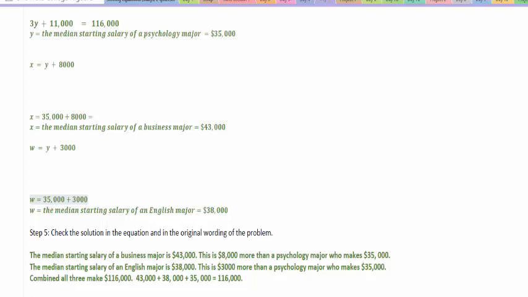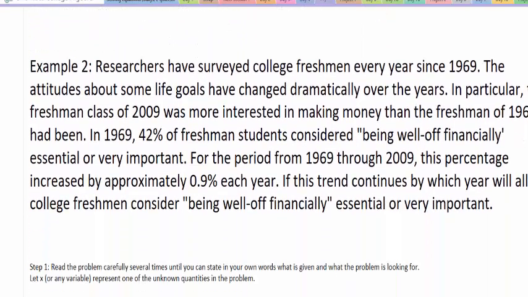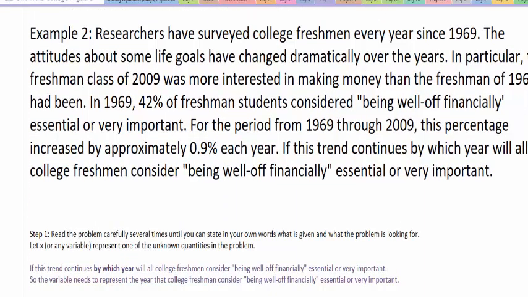And of course, for a word problem, we always do want to write out what our answer means. The median starting salary for a psychology major is 35,000, the median starting salary for a business major is 43,000, and the median starting salary for an English major is 38,000, because the question said, what is the median starting salary for all three? Okay, let's go to example 2.